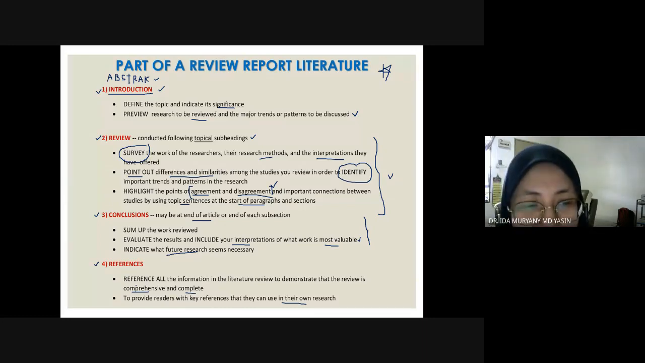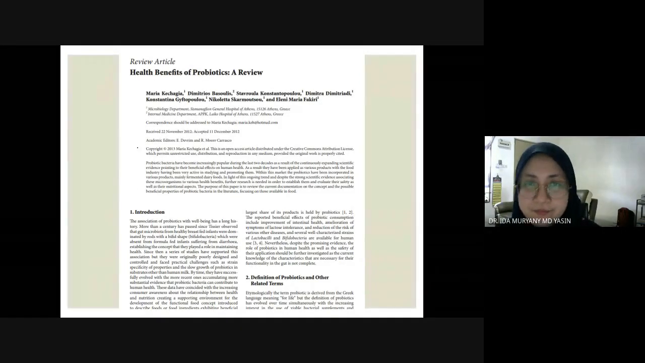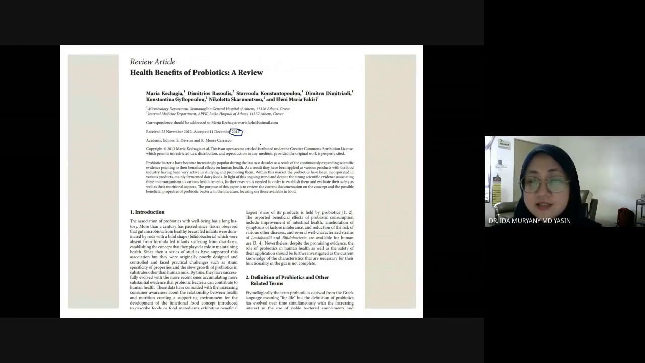Tak apalah. Okey, ini contoh review artikel yang saya ambil dalam satu paper, tengok kat sini kelas tahun 2012. Sekarang 2020 kan. Jadi ini paper yang 8 tahun lepas, sebenarnya dah lama jugalah. Tapi saya just nak tunjuk format review paper.